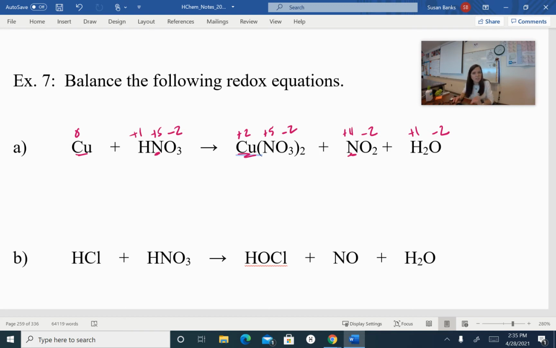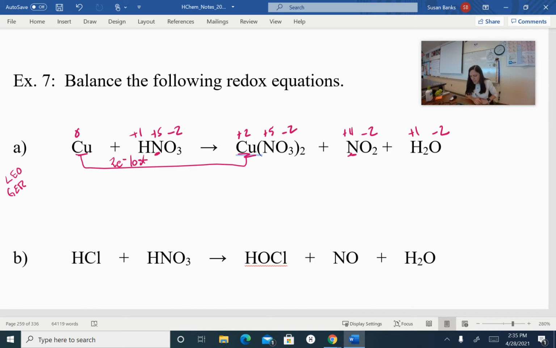Okay, now we have to look at the electrons. So we need to see how many are coming and going, and we need to balance them. So let's start with our copper. How do I go from a 0 to +2 using just electrons? Remember, LEO goes GER. So losing electrons is oxidizing. So copper loses 2 electrons. So copper's oxidized here. So I have 2 electrons lost here.